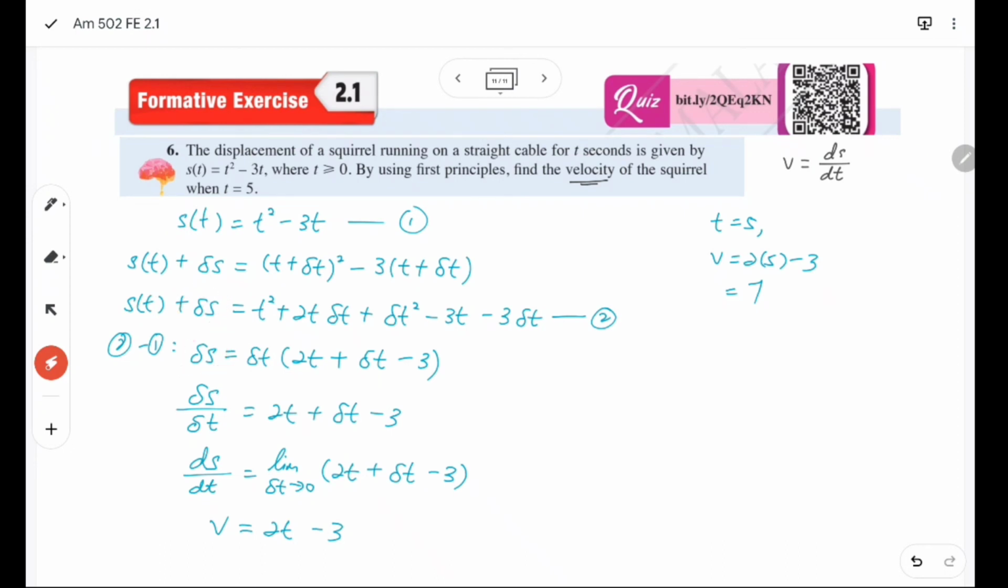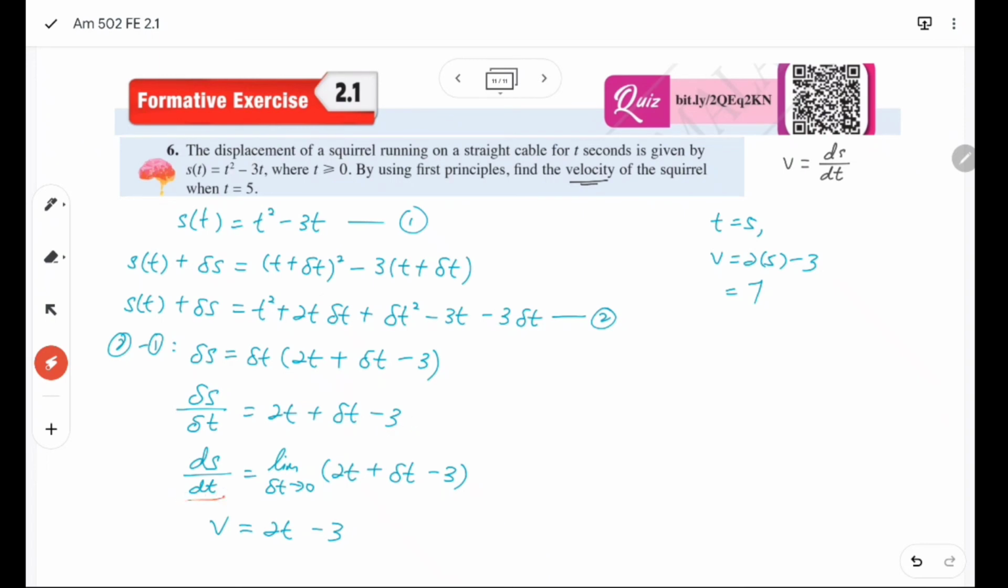on the left equals t squared minus t squared gone, 2t del t plus del t squared, negative 3t minus negative 3t gone, and then minus 3 del t. And we can factorize del t out. So we get del s equals del t times 2t plus del t minus 3. So del s over del t equals 2t plus del t minus 3.